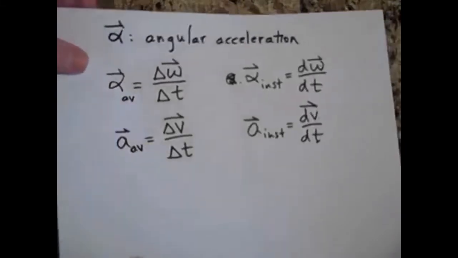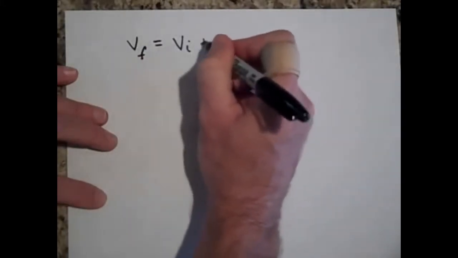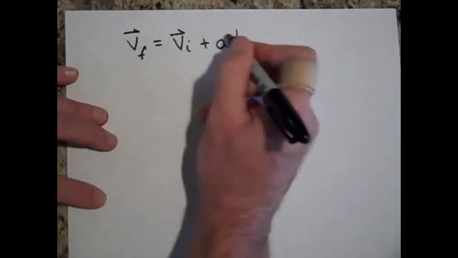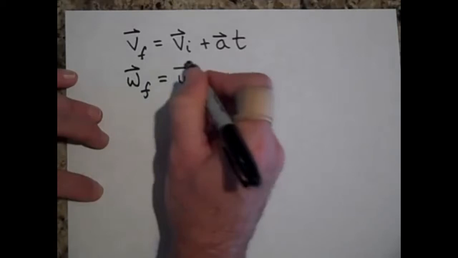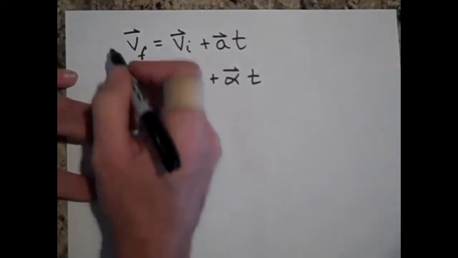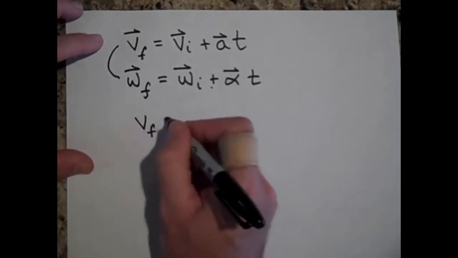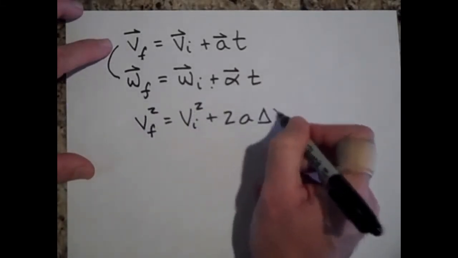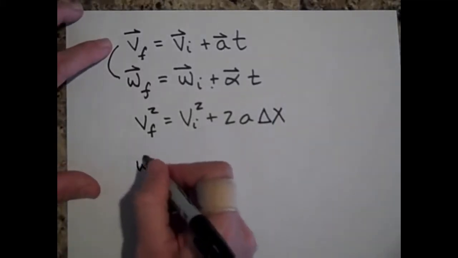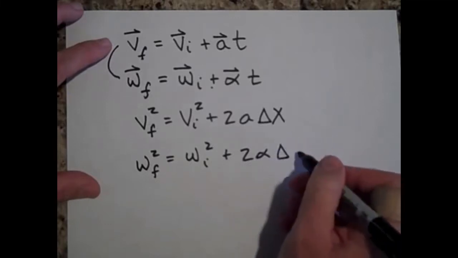Okay, well, here's the deal then. All those equations that you've memorized, hopefully, for your quick drill, namely v final is equal to v initial plus at, well, there's a counterpart in rotation. It's omega final equals omega initial plus alpha t. Isn't that nice? So these two go together. This is for rotation. That's for linear motion. How about v final squared equals v initial squared plus 2a delta x? Well, the counterpart to that is omega final squared equals omega initial squared plus 2 alpha delta, not x, but theta.